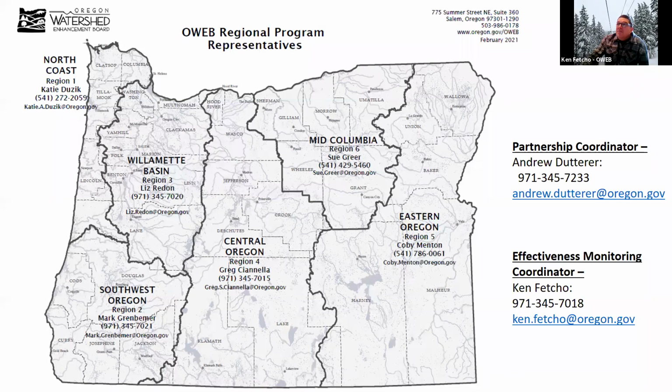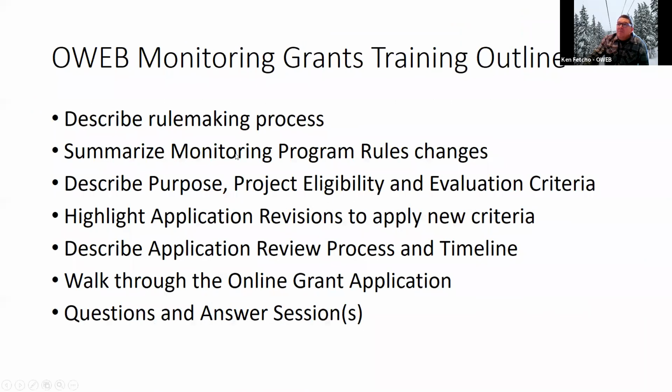So today, here's some things that we'd like to cover. Really, want to talk about the rulemaking process and the changes to the monitoring program administrative rules that were made when the board approved the rules in April of 2020. Kind of get into great detail a little bit on the purpose, eligibility, and evaluation criteria. And then highlight some of the application revisions that were made so that we can apply the new criteria.